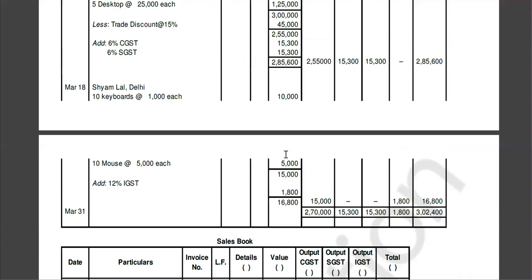Now for the 15,000, there is no other discount here. So you just go for IGST because of Delhi. Our native place is different, so this is another state. So you have to calculate IGST at 12%. 15,000 into 12 by 100. So you will get 1,800. Now you add that to the 15,000, 15,000 plus 1,800, around 16,800. The same way you have to do the sales book.